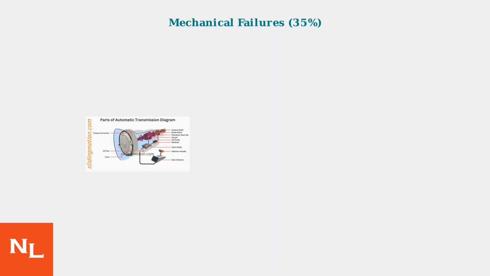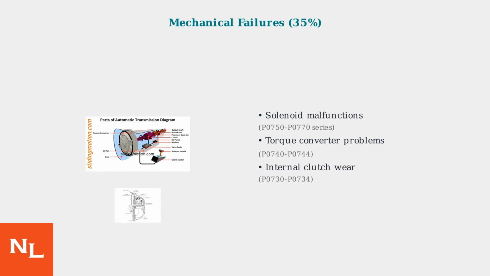Mechanical failures account for 35% of transmission problems. These include solenoid malfunctions, torque converter issues, and internal clutch wear. Modern transmissions have hundreds of moving parts that can fail over time.